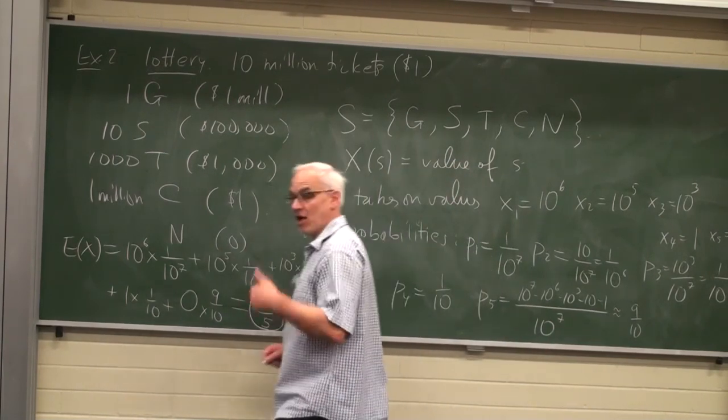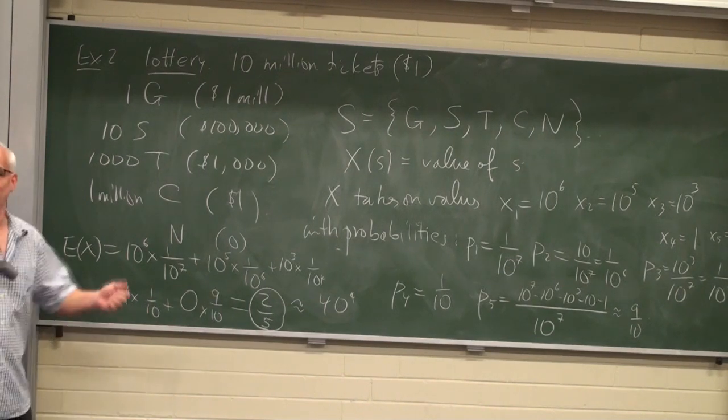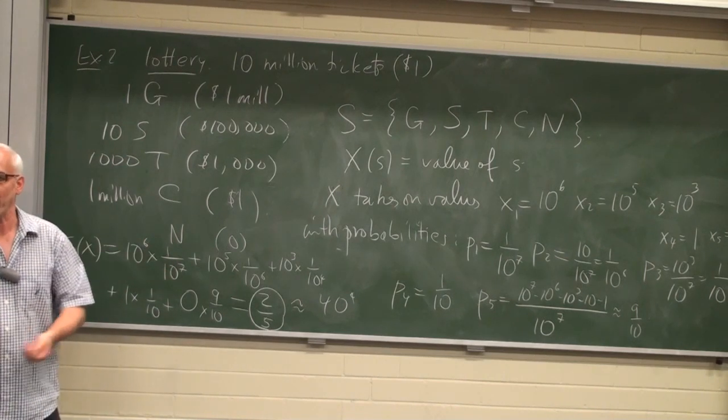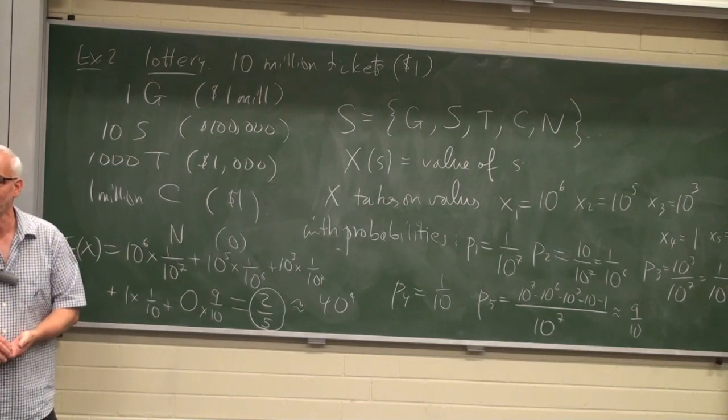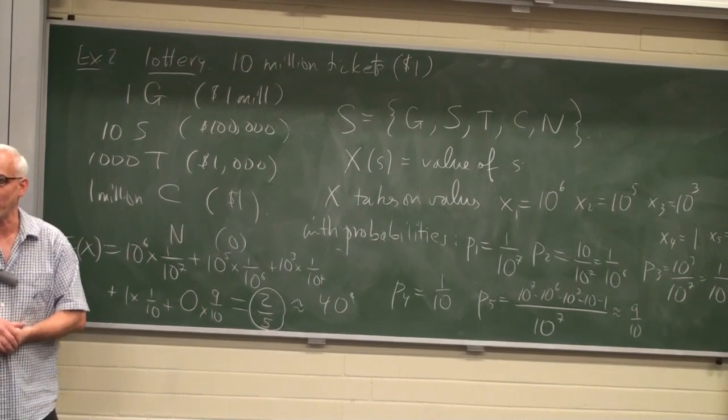So you pay a dollar to buy a ticket. Mathematically, your expected value is 40 cents. So in other words, if you decide to buy lots and lots of tickets, thousands and thousands of tickets, you should expect, over the long run, that for every dollar you put in, you can get 40 cents back.